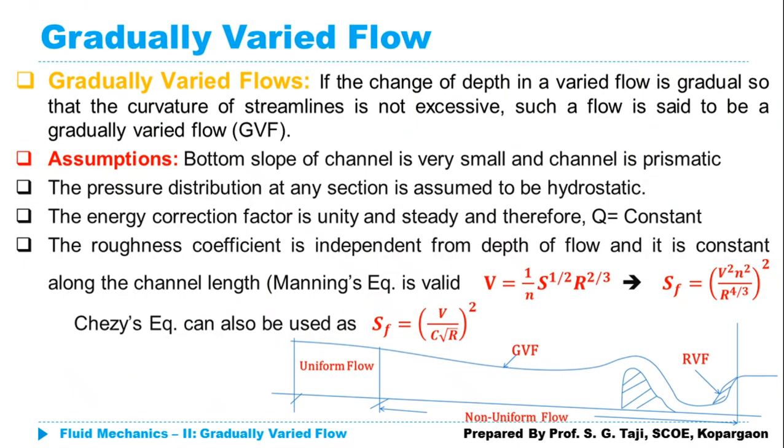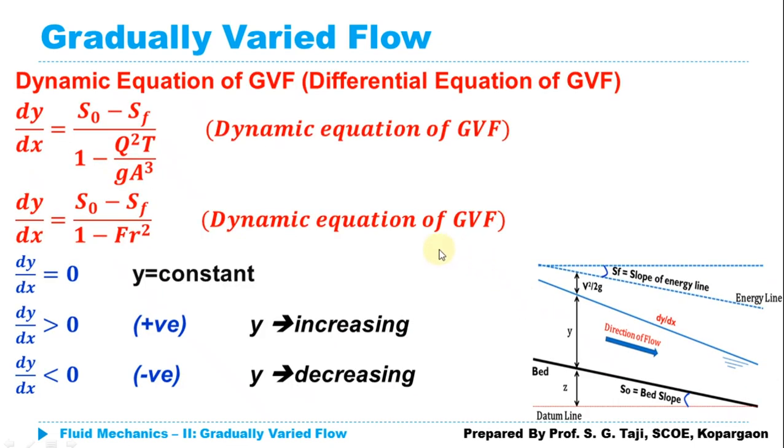That's what we discussed in the very first lecture, introduction to gradually varied flow, where we discussed the definition of gradually varied flow and its assumptions. You can simply pause the video and go through those assumptions, which are also used while deriving the basic form of the gradually varied flow equation, given by dy/dx = (S0 - Sf) / (1 - Q²T/gA³). By replacing Q²T/gA³ with Fr², this was our modified form of the dynamic equation of GVF, also termed the differential equation of GVF.